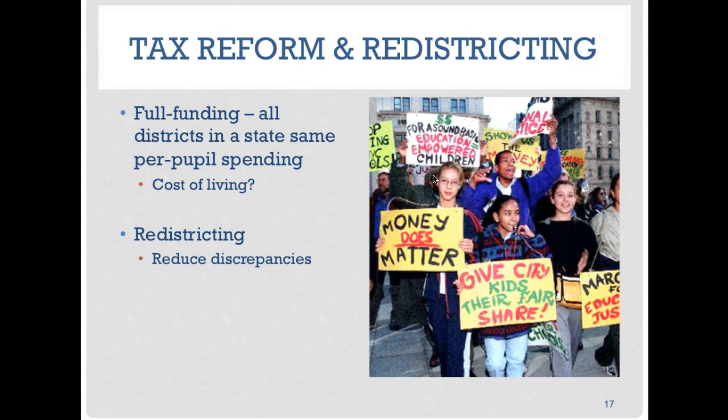The California Supreme Court ruled that the quality of a child's education should not be dependent upon the wealth of his parents and neighbors. In 1973, the Supreme Court said that unequal tax basis did not violate the Constitution. Full funding programs require states to set per-pupil spending for all districts.